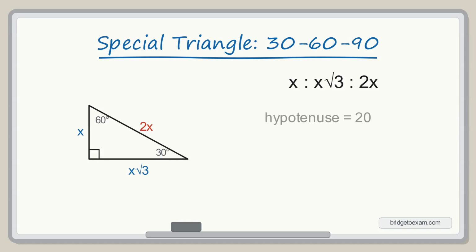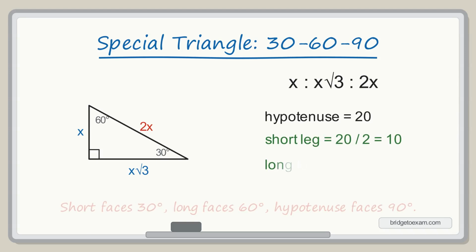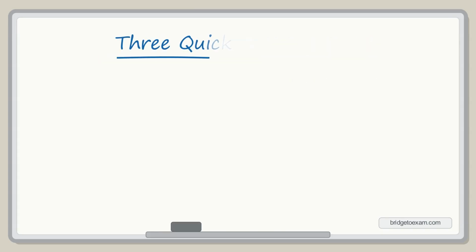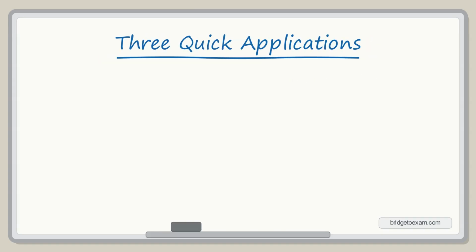For example, if the hypotenuse is 20, then 2x is 20, so x is 10. The short leg is 10, and the long leg is 10 root 3. These triangles power three shortcuts you will use again and again. A square is 2 45, 45, 90 triangles, so its diagonal is the side times root 2, and its area is the diagonal squared over 2.